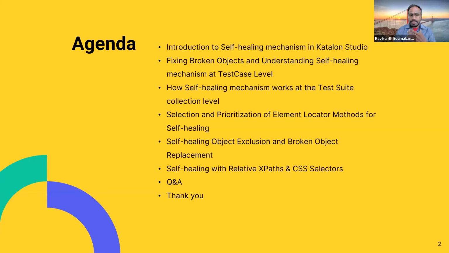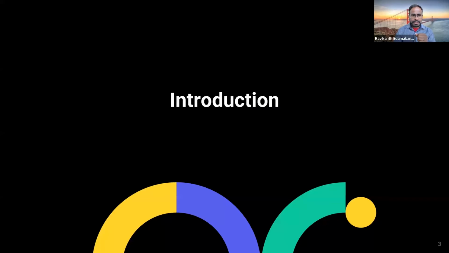And I'm going to teach you the selection and prioritization of element locator methods for self-healing. That is also important when you are actually enabling your self-healing. And then also self-healing object exclusion. How can we exclude objects in self-healing? That's what we are going to learn. And we are going to see specifically how you can perform self-healing relative to XPath or by using your CSS selectors. So in this session I'll be covering some of the theoretical, but more towards the hands-on experience. So let us start with the session.